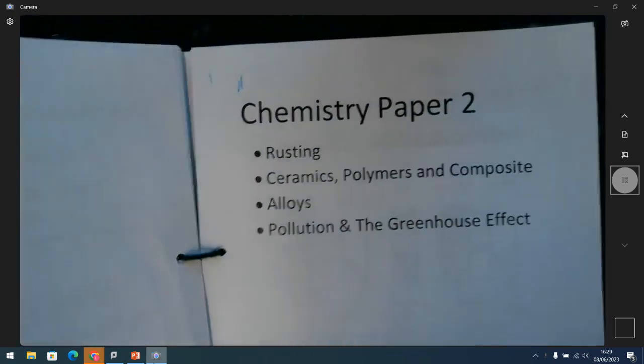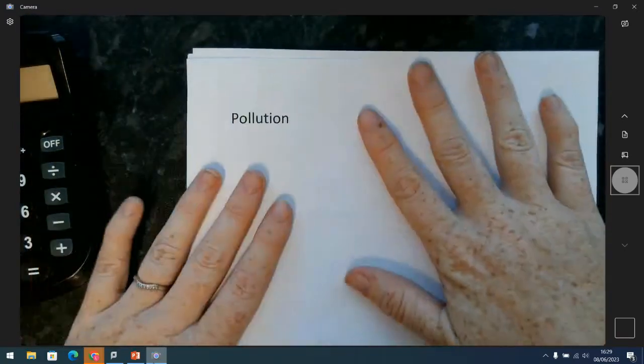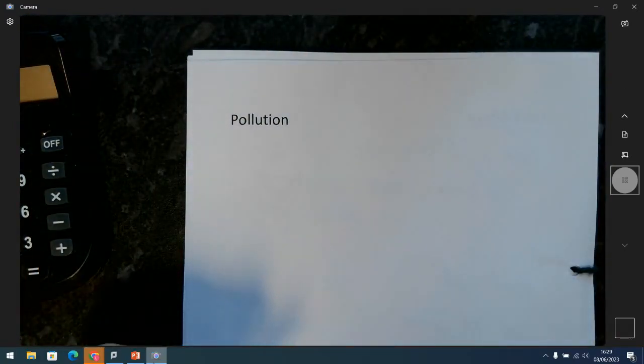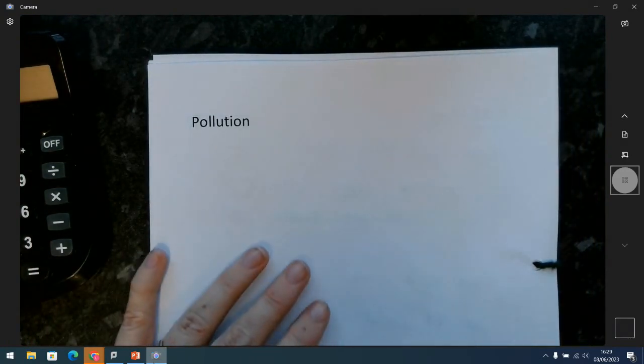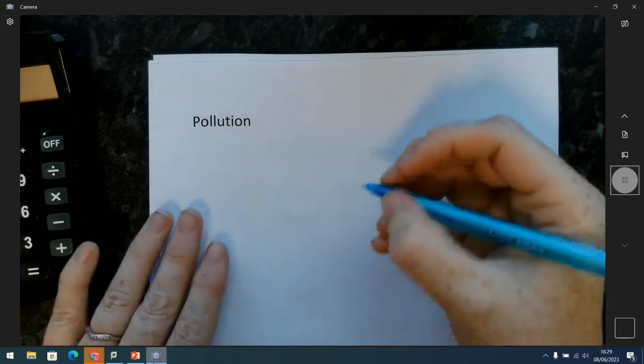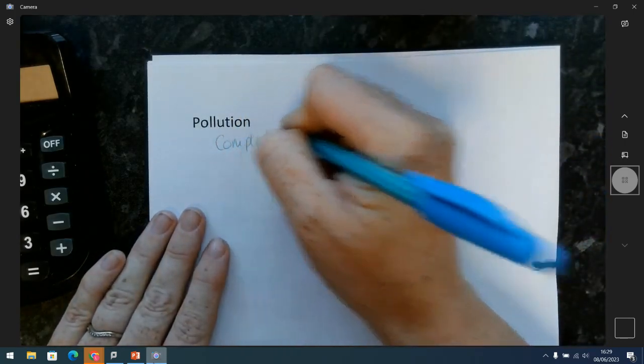Okay, so we're going to be on this page here that says pollution. Essentially, we're going to look at the two types of combustion to begin with. And then we're going to talk about the other types of pollutants that you do need to know and the impact that they can have. So we'll start off with complete combustion.